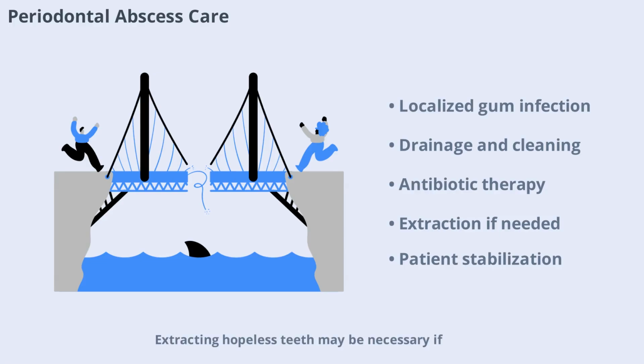Extracting hopeless teeth may be necessary if the abscess is associated with severe periodontal destruction. Provisional replacements help maintain function and aesthetics during this phase. Addressing periodontal abscesses promptly is essential for stabilizing the patient and preparing for further periodontal interventions.